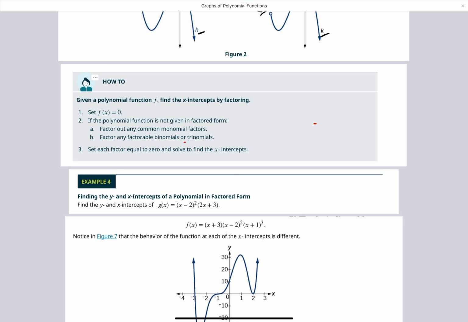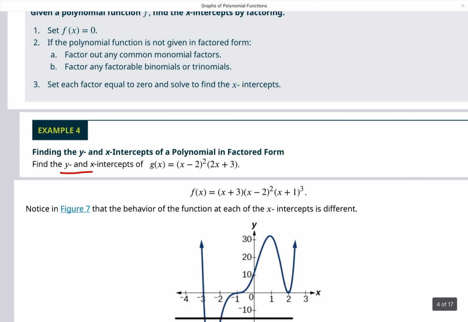Okay, let's erase this. And we all know how to find y and x intercepts. What does y-intercept mean? It means that x equals 0, you plug this in, you find y, right?